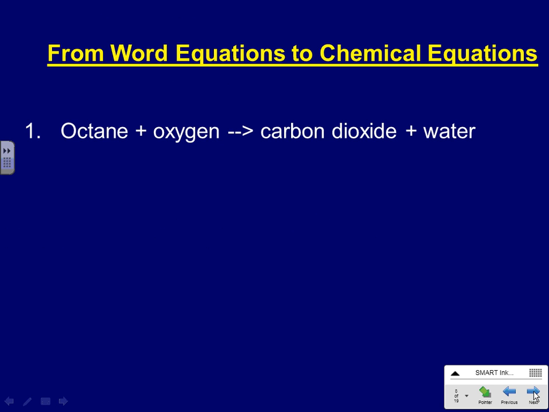Okay. Let's do a couple of word equation problems. And then I'll give you a little worksheet, and I'll let you work for about 10 or 15 minutes and leave you with some homework. And then I'm going to continue on with why reactions occur.